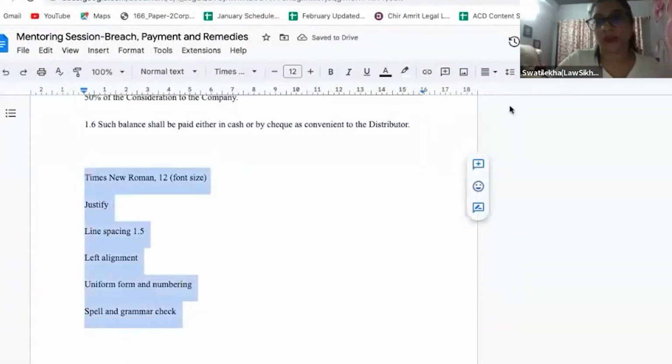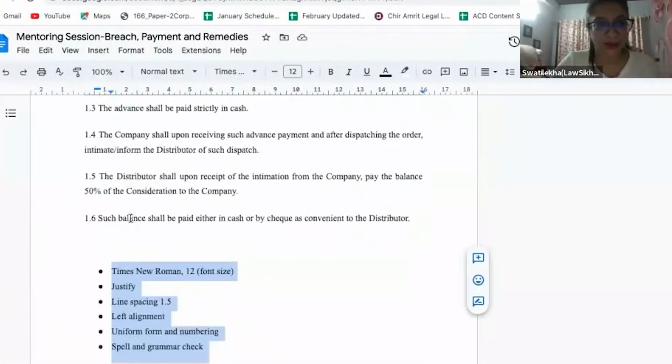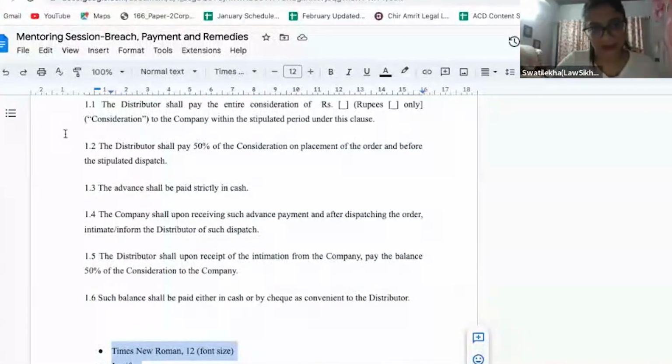After that we can do this. This is a bullet point, Vineet. Avoid this kind of numbering for professional drafting. Never use this. Always try to have the subclauses numbered as 1.1, 1.2, like that.